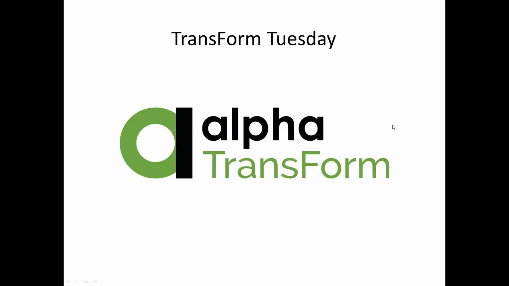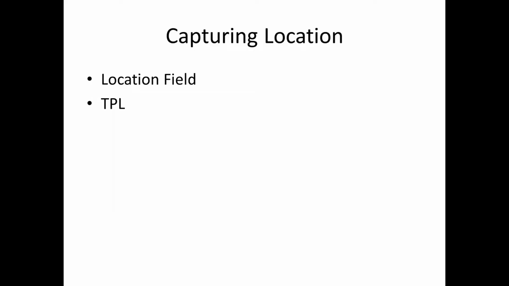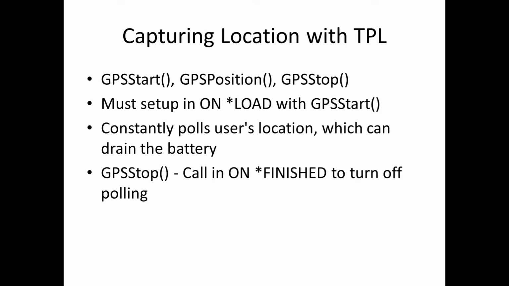All right. So welcome. This week, we are talking about GPS and location within the Transform programming language, and specifically how you can capture location information. So we already have a way within a Transform form to capture a location, and that's using the location field, which when you interact with it, captures your current location. But there's also a way to capture location using TPL. And in TPL, we have a set of functions for capturing the GPS location of the device. And those set of functions are called GPS start, GPS position, and GPS stop.